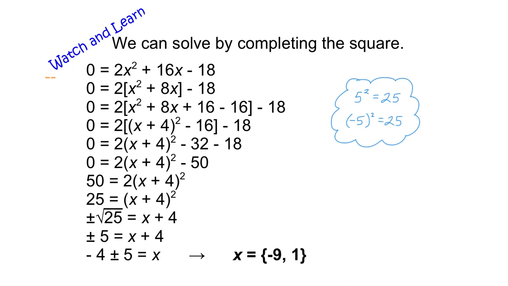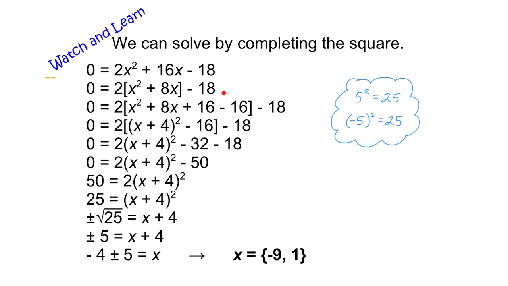So all this means is that I have to calculate twice, once with plus and once with minus, to get what my possible answers are. Negative 4 plus 5 is 1. Negative 4 minus 5 is negative 9. So that's how I can get my two possible answers for x. The way I got it was I completed the square.